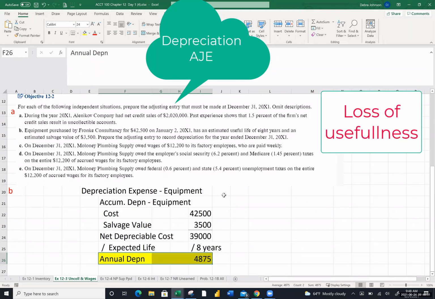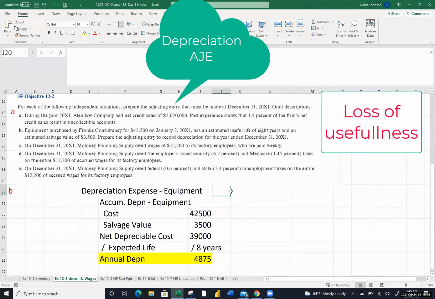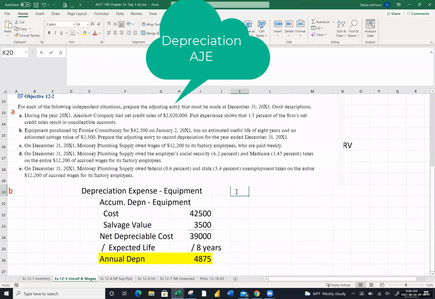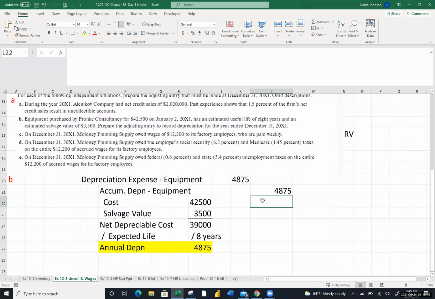I'll go back up here and put the amounts in. I don't know if it lines up with your other amounts. I guess it doesn't matter. And that would be depreciation for 1 year's worth of time.